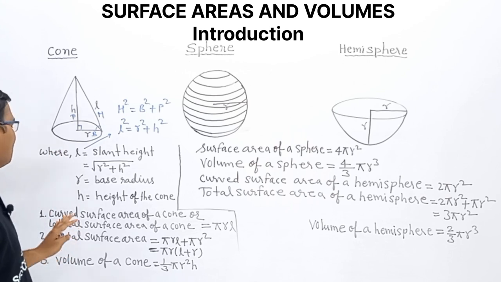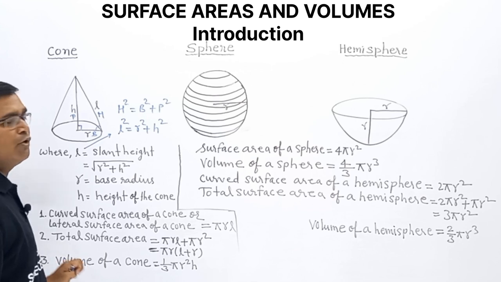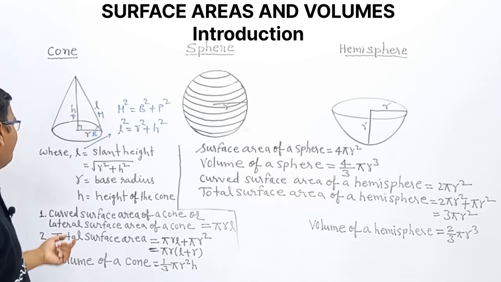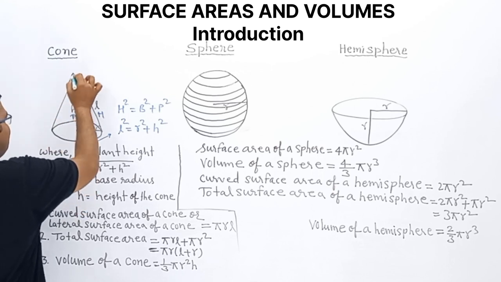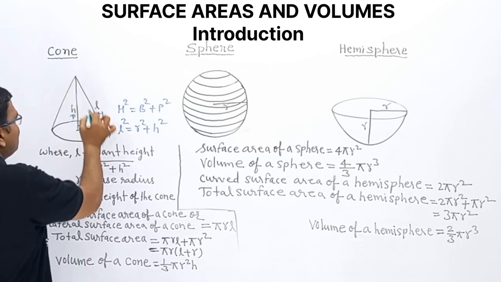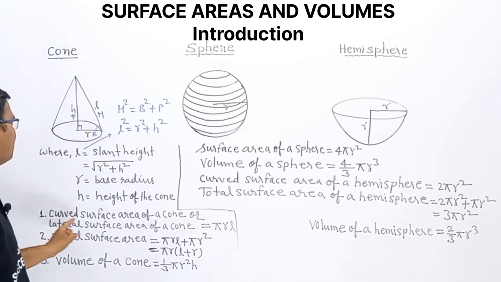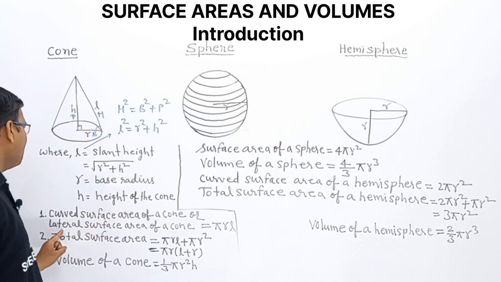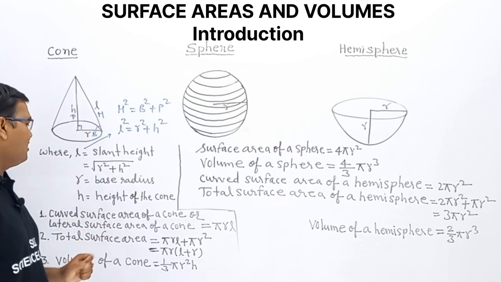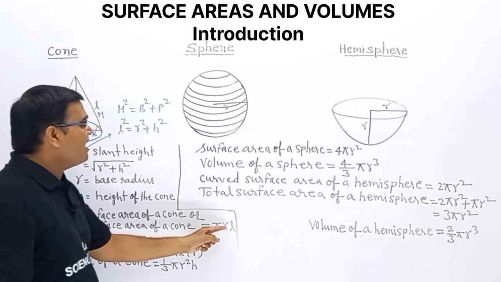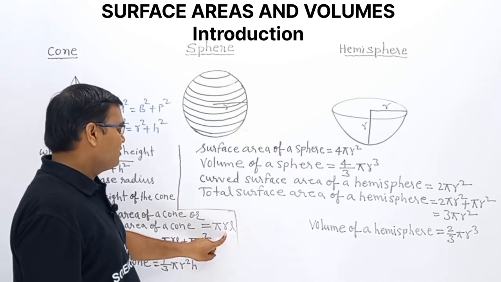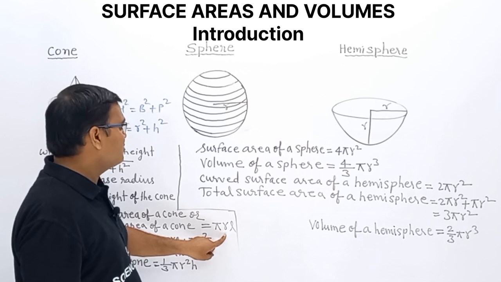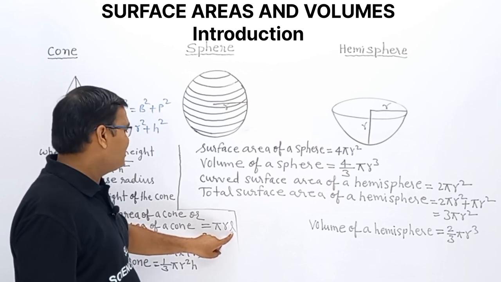First is the curved surface area, then the total surface area, and then the volume of a cone. So, first I am taking the curved surface area of a cone. Curved means this part. This part is called the curved surface area, which is also called the lateral surface area. And this is pi r L, pi times r L. r is the base radius of the cone, and L is the slant height.